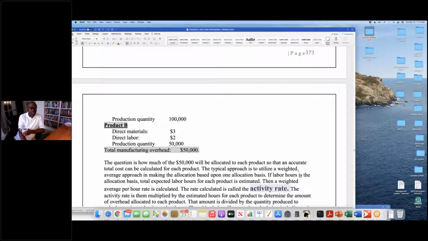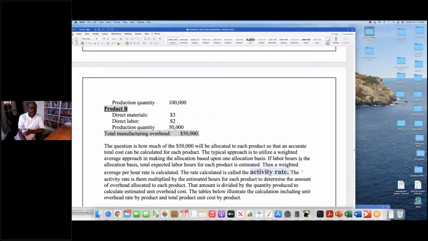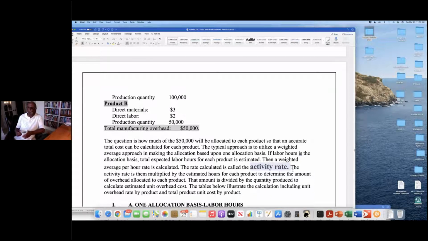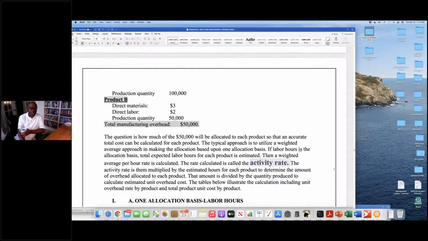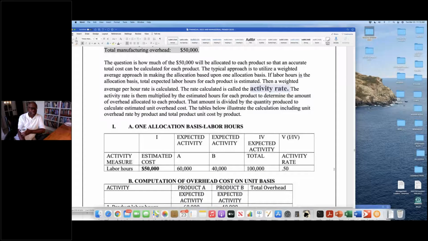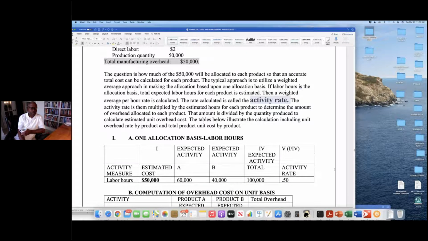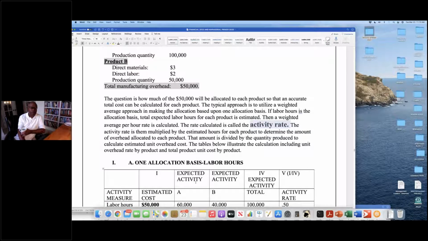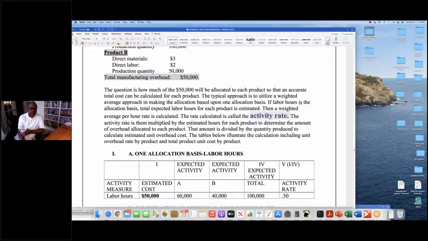So, big new thing that we're dealing with. And one of the things about an activity rate, when we calculate it, it also becomes the POR, the predetermined overhead rate. So when we get this activity rate, it also will serve as our POR. That cuts back some of our work. So we have a situation, and we'll be starting off with, and our problem will be using one allocation basis, labor hours, to get this allocated cost to each product.